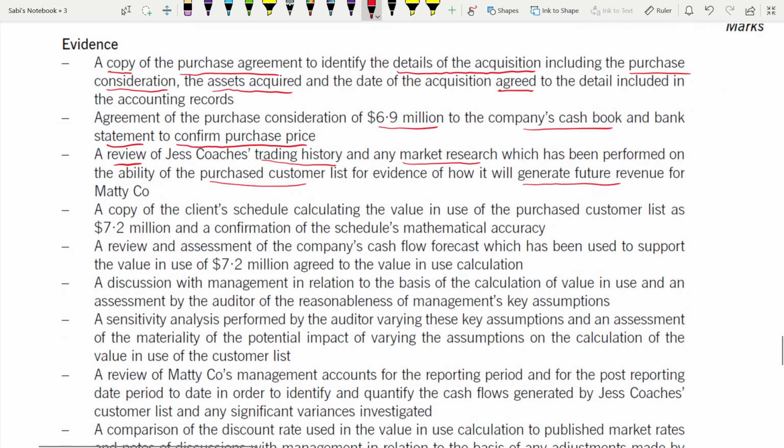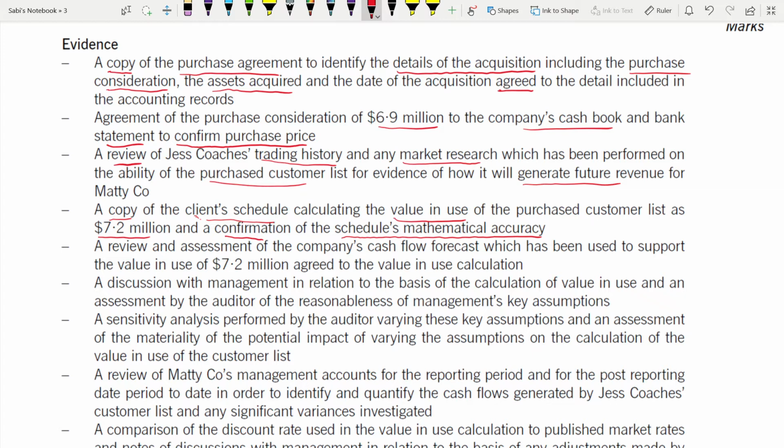Next, a copy of the client's schedule. Why? Because you have to calculate the value in use. Because this was given as 7.2 million. So you need to calculate this and also confirm it with the schedule's mathematical accuracy, whether it is accurate.